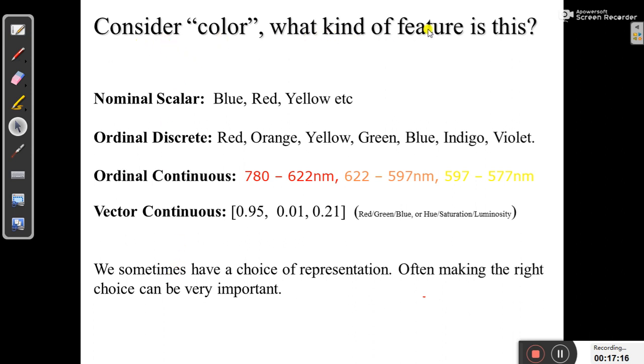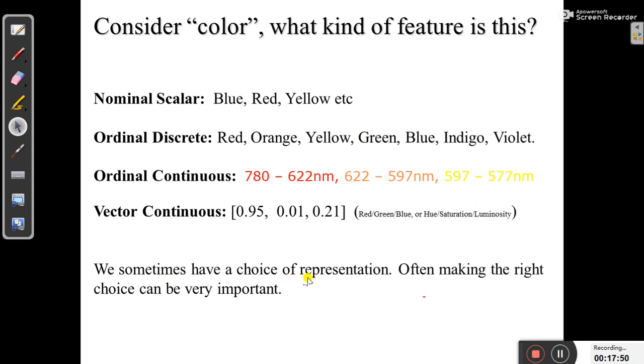So consider color. What kind of feature is this? Nominal color will be like blue, red, yellow, etc. Ordinal discrete will be red, orange, yellow, green, blue, indigo, violet. And also ordinal continuous would be the values of the spectrum. Factor continuous would be like red, green, blue, or hue, saturation, luminosity. So that color feature can be expressed in various attributes or various values, and that depends upon you.